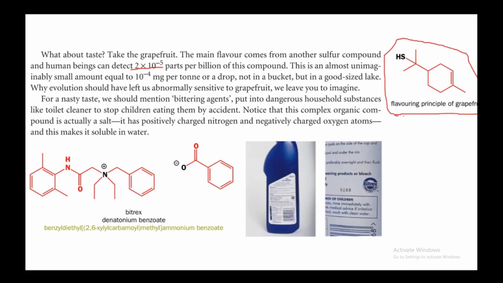For a nasty taste, we should mention bittering agents put into dangerous household substances like toilet cleaner to stop children eating them by accident. Notice that this complex organic compound is actually a salt. It has positively charged nitrogen and negatively charged oxygen atoms, and this makes it soluble in water. That's the molecule. This is called Bitrex, denatonium benzoate. So this is the negative and this is the positively charged molecule.